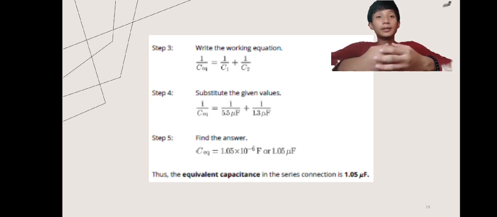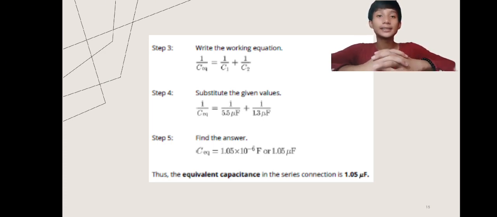The last step would be to answer. So it will now add up to 1.05 x 10 to the power of negative 6, which, if we remember, is the value for micro. And that's the answer. The equivalent capacitance in the series connection is 1.05 μF.